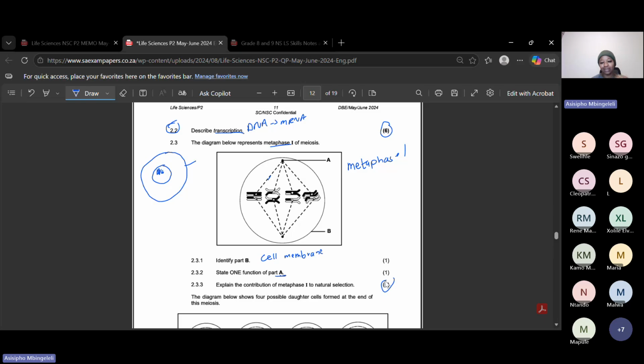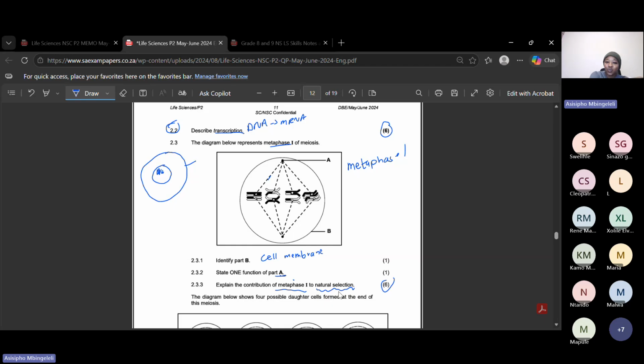Wow, 6 marks. Explain the contribution of metaphase 1 to natural selection. What have they done here? They have linked two topics. They are linking meiosis and they are linking evolution for natural selection. We first need to remember what happens in metaphase 1, and what we mean when we speak about natural selection, species that are able to survive, and species will obviously be different in the environment and all of that.